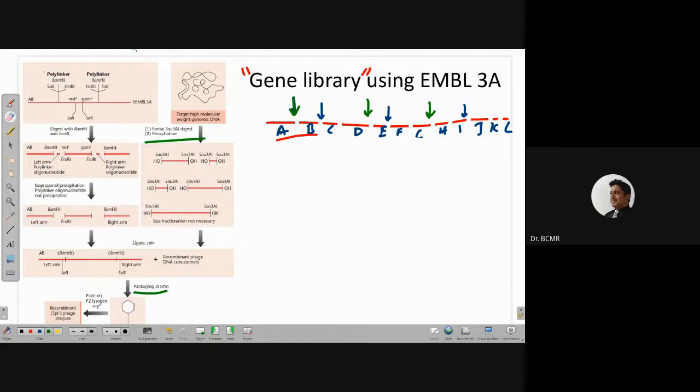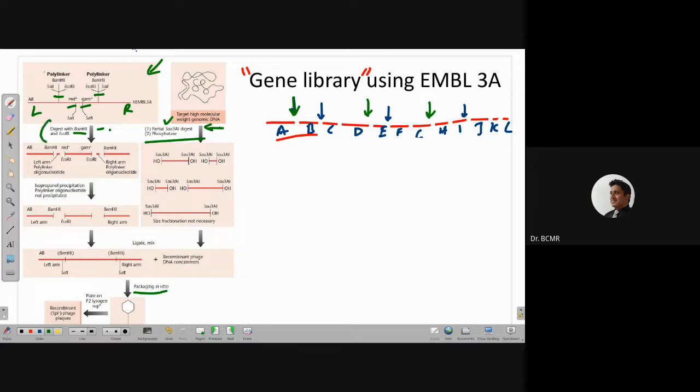Okay, so I'll just quickly rewind what we discussed in the previous class. Now I'll focus on the vector part. This is the left arm, right arm. Then we had these polylinkers, red and GAM for spi phenotype. We digest it with BamHI. We are choosing BamHI because we can use Sau3A. If we use something else, we would have to find some other restriction endonucleases. There are many sets of endonucleases, but BamHI and Sau3A are common.